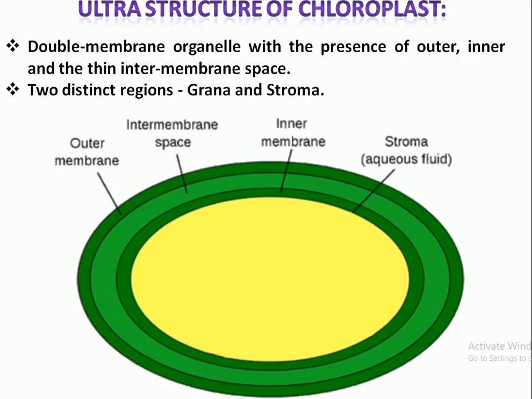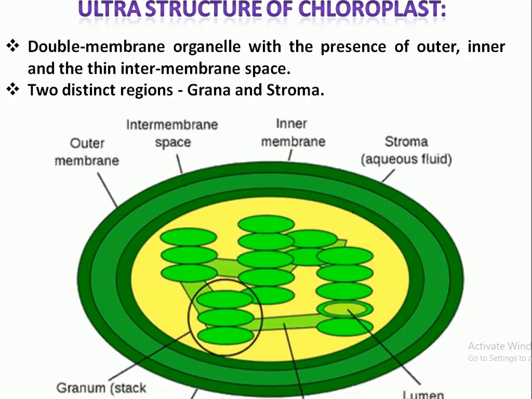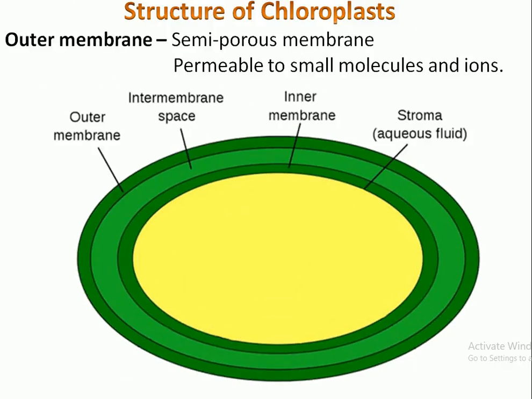Chloroplast is a double membrane organelle with the presence of outer, inner and thin intermembrane space. It has two distinct regions known as grana and stroma. Outer membrane. Outer membrane is a semiporous membrane. It is permeable to molecules and ions which diffuse easily. It is not permeable to larger proteins.